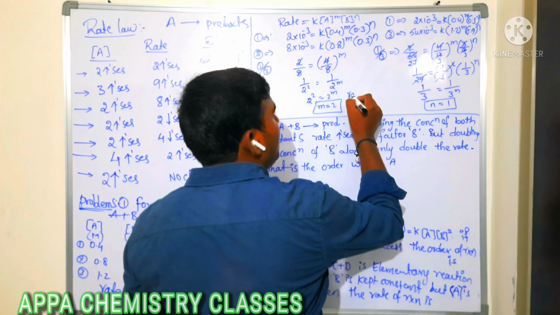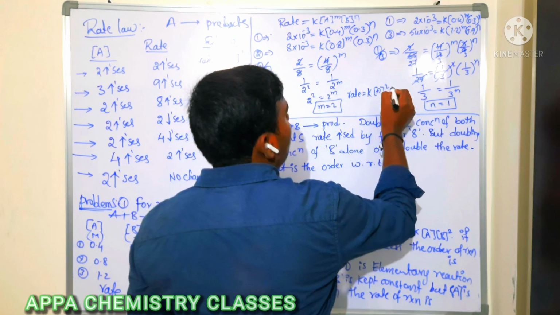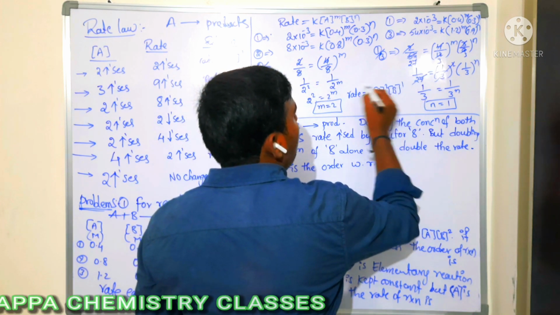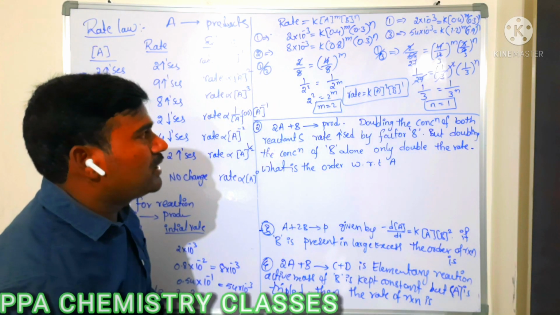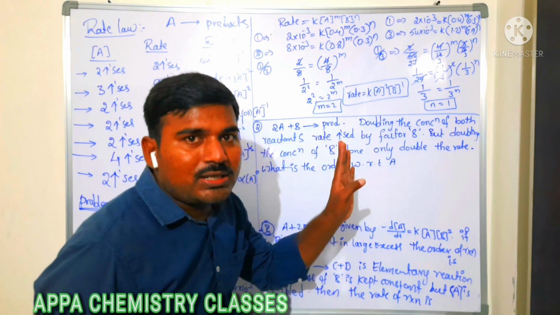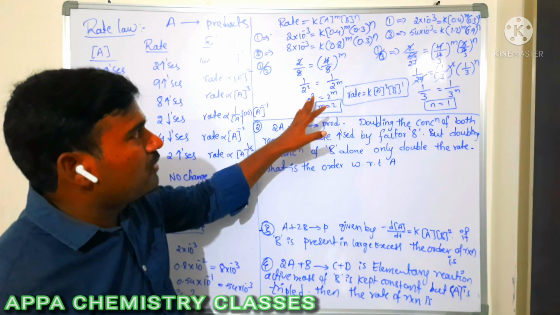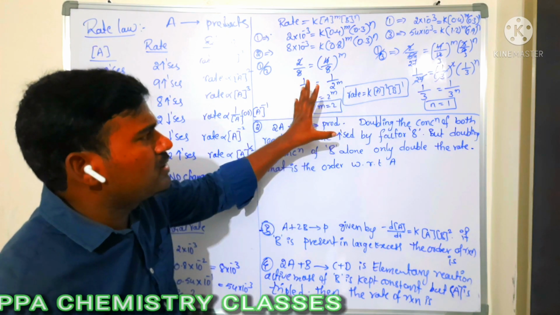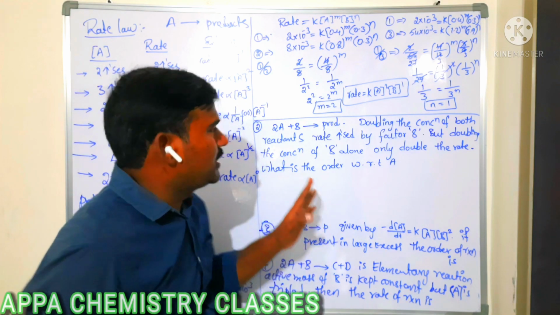So from this we can write the rate is equal to k into concentration of A power 2, B power 1. So the overall order will be 3. The order with respect to A is 2, and the order with respect to B is 1. Is that clear? It is a lengthy problem. By doing this simple calculation you will get these same model questions, which are repeated in many competitive exams.